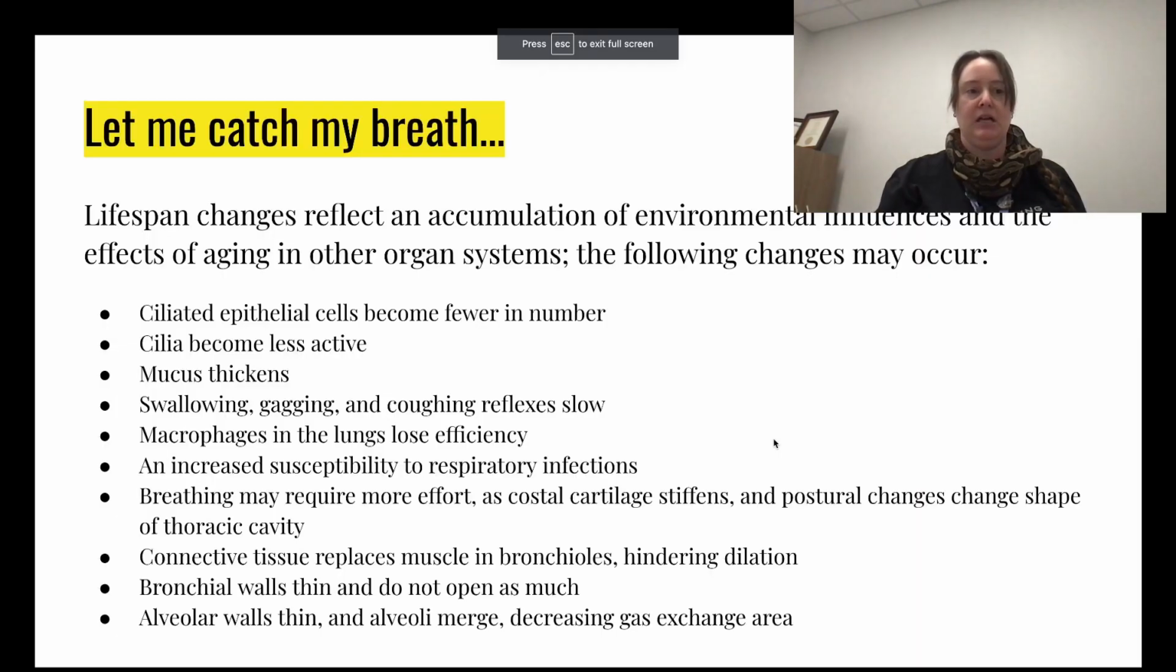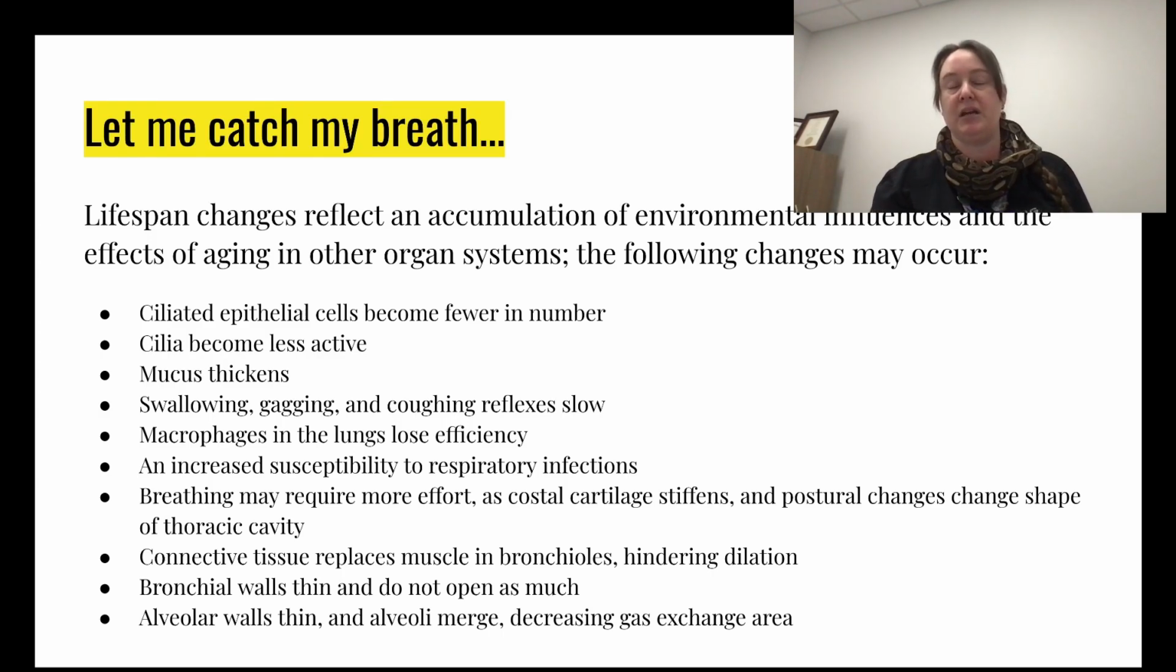Tiny brain myself. Anyway, lifespan changes reflect an accumulation of environmental influences and the effect of aging in other organ systems, and the following changes may occur. Ciliated epithelial cells become fewer in number. Remember, the cilia also help stir up the air, keep it warm, and on top of that, filter out more bad things trying to come in. The cilia themselves become less active. So again, that means you become more susceptible to respiratory viruses.